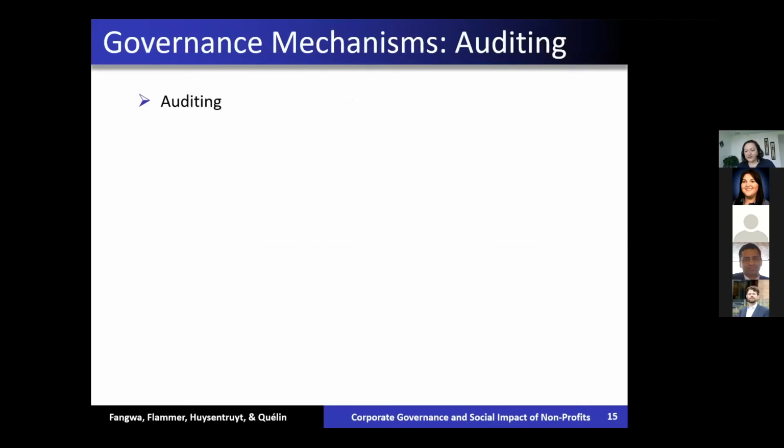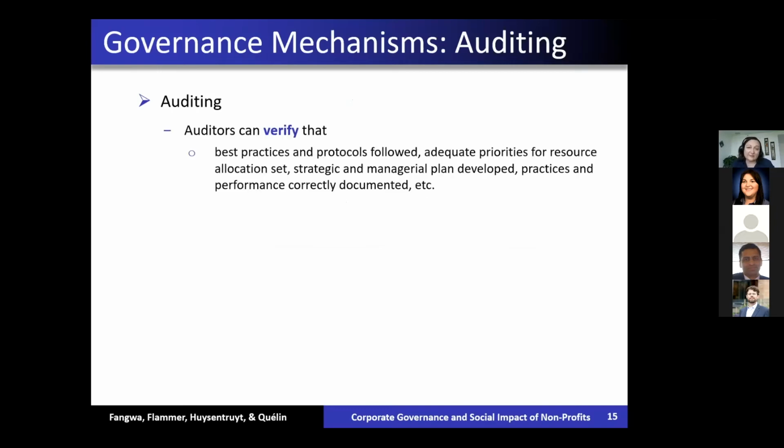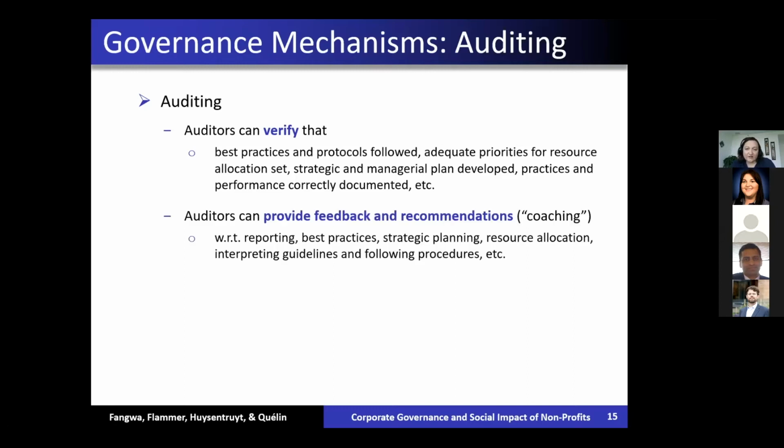Now, in addition to pro-social incentives, we also expect that auditing plays an important role for the following reasons. First, and this is the more traditional role that we understand under auditing, is that auditors can verify that indeed best practices and protocols are followed, adequate priorities for resource allocation are set, a strategic plan is developed, etc. In addition, especially in this context, auditors play an important role in providing feedback and recommendations to nonprofit organizations. And as such, they serve as informal coaches to them.